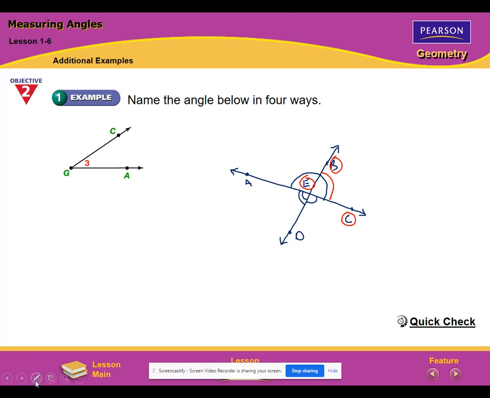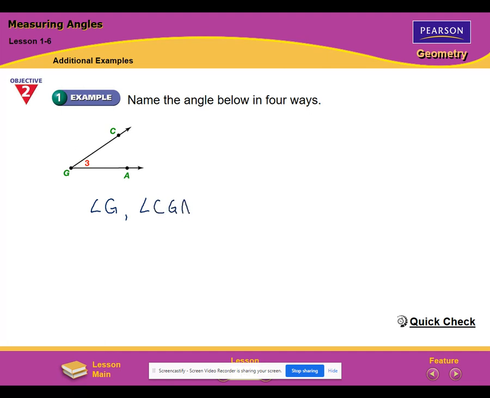Now, with that in mind, let's name this angle that they gave us a couple of different ways. We've already got out there that you could name it angle G. Just the same, you could name it with 3 letters, and that would be angle CGA. And you could also name it angle AGC.